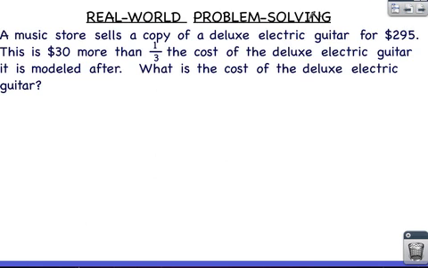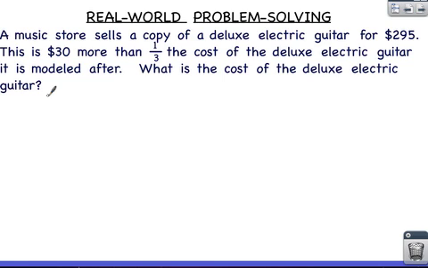Now for some real-world problem solving. A music store sells a copy of a deluxe electric guitar for $295. This is $30 more than 1/3 the cost of the deluxe electric guitar it is modeled after. What is the cost of the deluxe electric guitar?